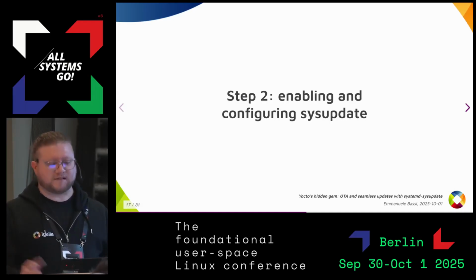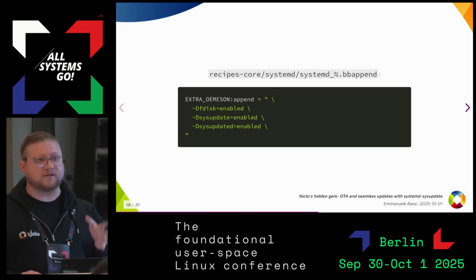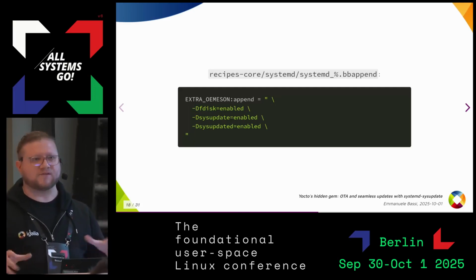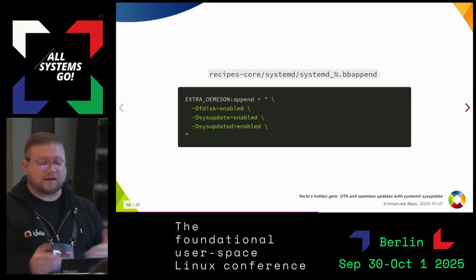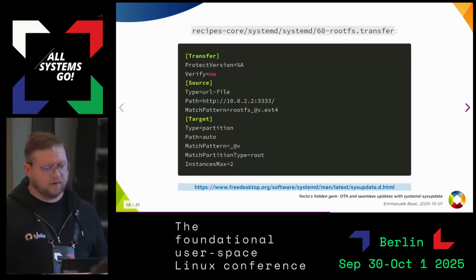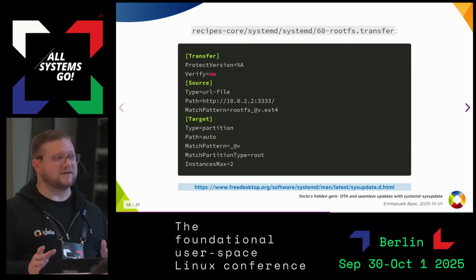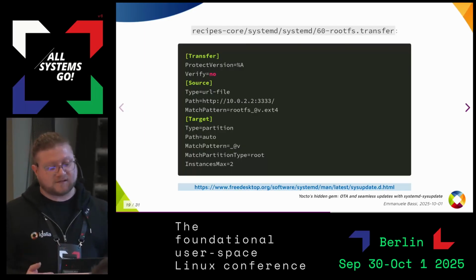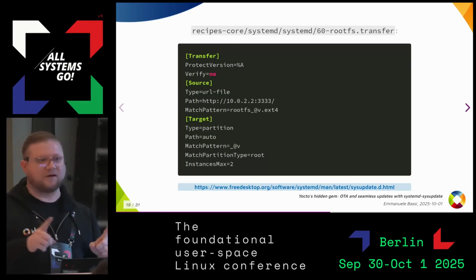And then, final step. We build systemd with sysupdate and sysupdate daemon enabled. These are not the default in the current base recipe for systemd on Yocto. So since we're building everything anyway, we can modify the build to include those components. And if you have never seen how systemd sysupdate works, this is the mechanism that sysupdate uses to transfer the root file system from one partition to the other when updating.